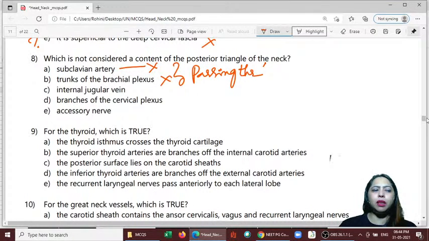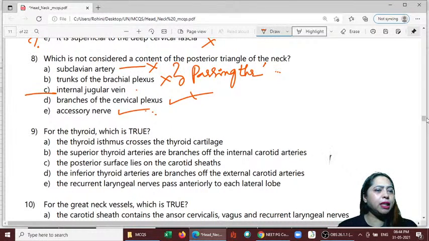Internal jugular vein is not considered a content. This is passing through. So this is a content. That's why it is a content. Internal jugular vein, is it a content? It is a content or not? Branches of cervical plexus, this also passes through. Then accessory nerve, of course it passes through. So the only thing that does not is internal jugular vein.